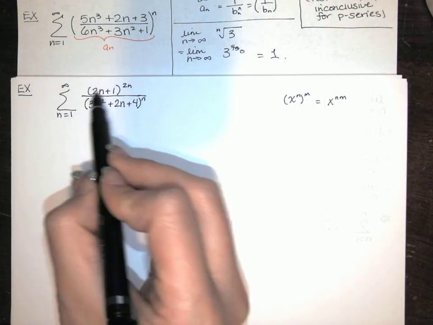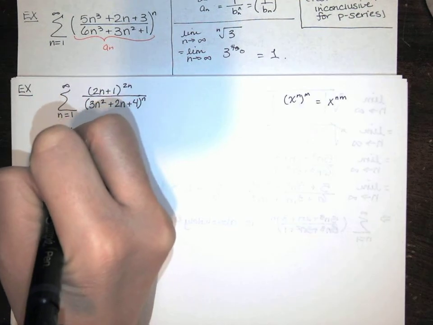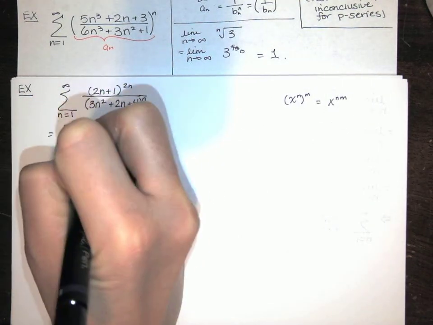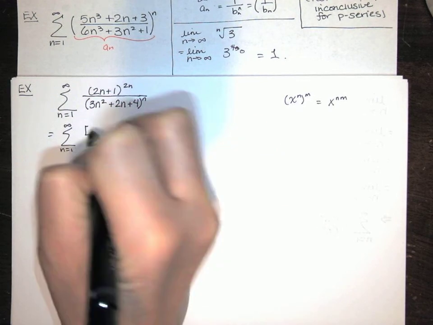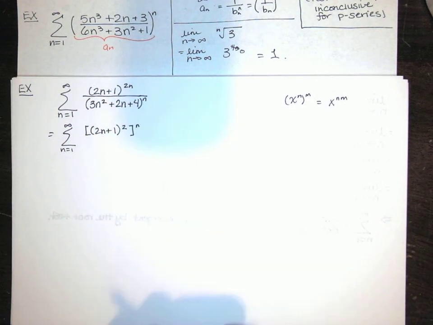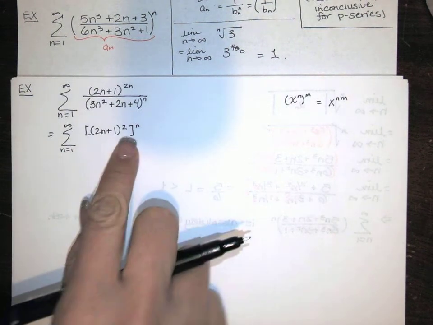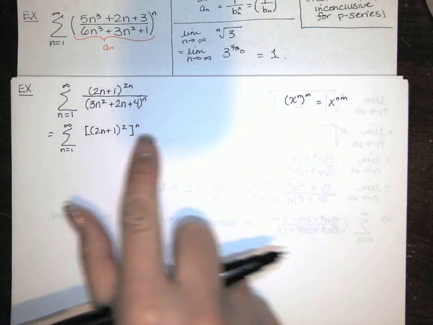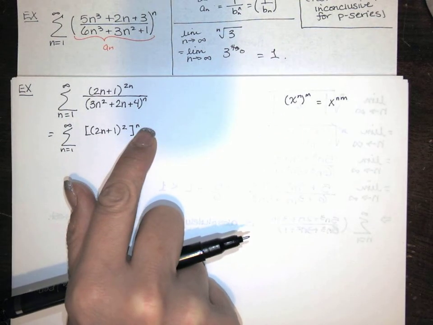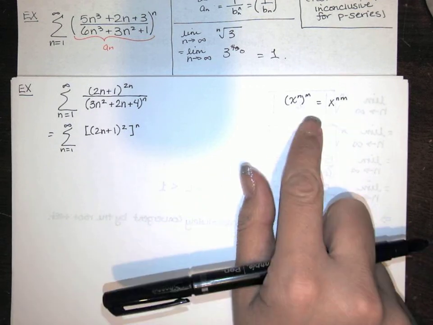So when I see all of this to the 2n, I'm thinking that's 2n plus 1 to the 2n, or it is that, but I can rewrite it. I can write that as 2n plus 1 squared to the nth power. You might say, what's going on there with the brackets? It's just another grouping symbol. Don't worry about it. All I'm doing is that. This squared to the n is that to the 2n, according to that rule. So I'm just using that rule backwards.